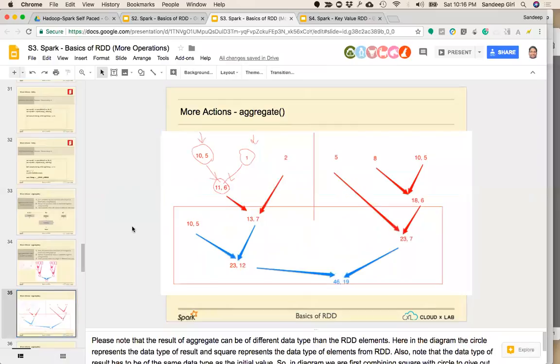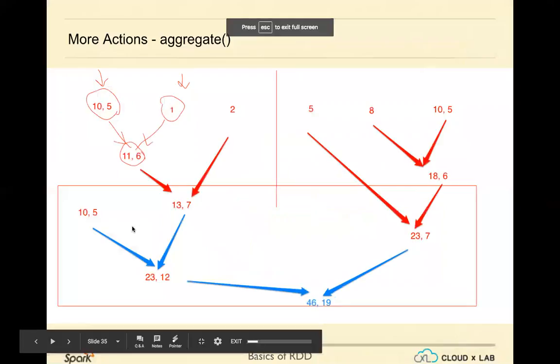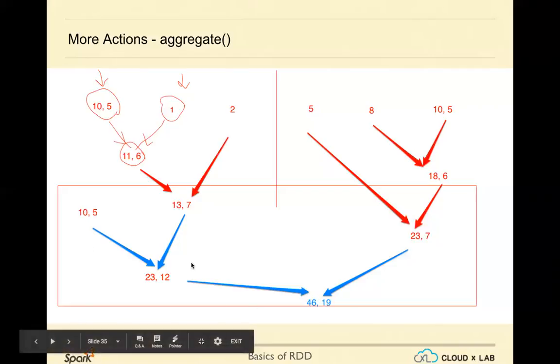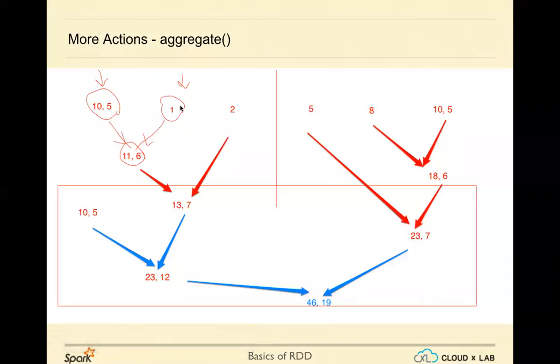Okay, so when we are aggregating, we are basically trying to combine all the records from the whole RDD into a single value. Imagine that we had an RDD with values like 10, 5, 1, 2, and so on. We have 5, 8, 10, and 5, and so on. So the aggregation function, like the red one, will be called on every machine, while the resulting value will be combined here.